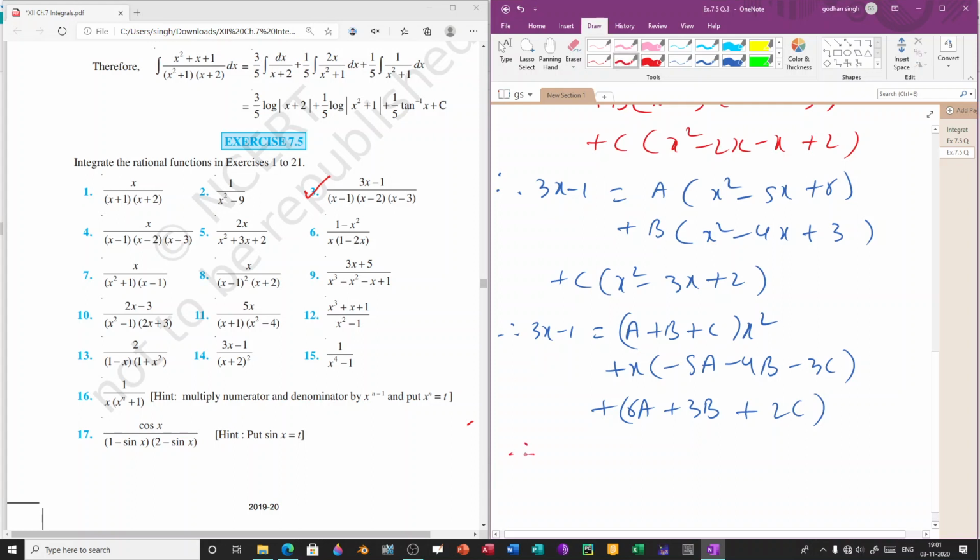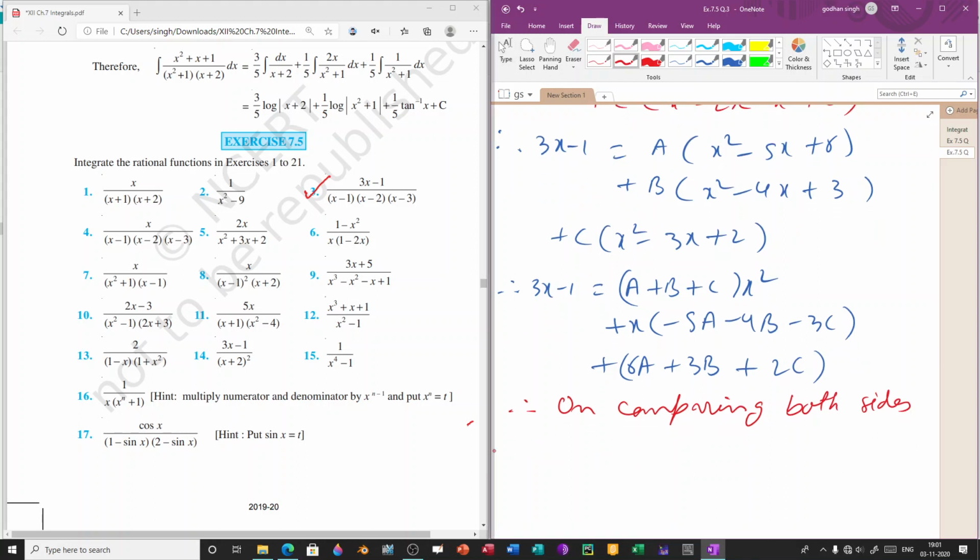So therefore on comparing both sides, as discussed, the coefficient of x square is 0, so we will be writing a plus b plus c equal to 0. And then here on the left hand side the coefficient of x is 3, and on the right hand side the coefficient of x is minus 5a minus 4b minus 3c. So it simply means that minus 5a minus 4b minus 3c is equal to 3.